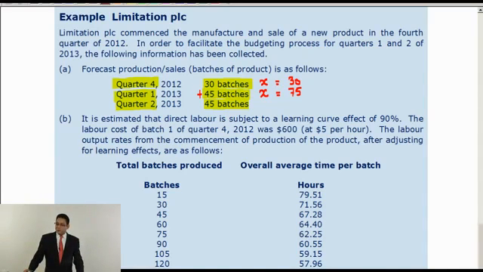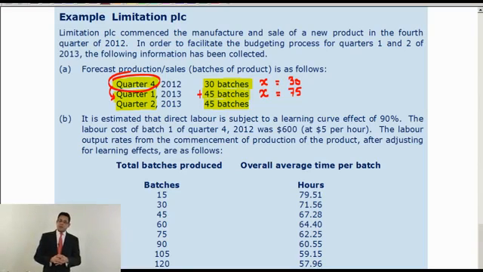I think you got the answer. I was waiting, you need to think about it. Reason being, learning curve is a continuous or consistent process. Meaning to say, if I am working in quarter number 4, whatever learning I gain in quarter number 4, do you think I will forget that learning when the new quarter number 1 starts?